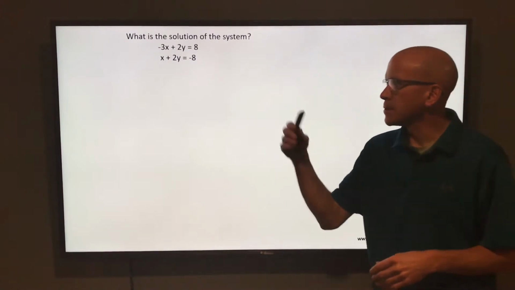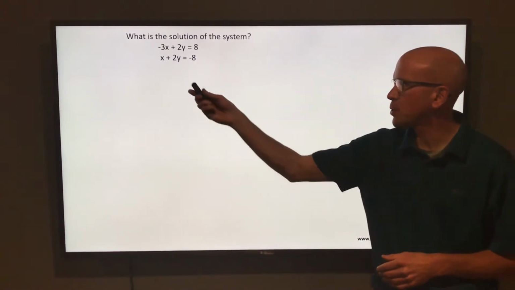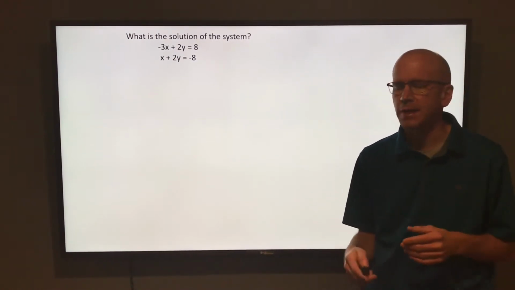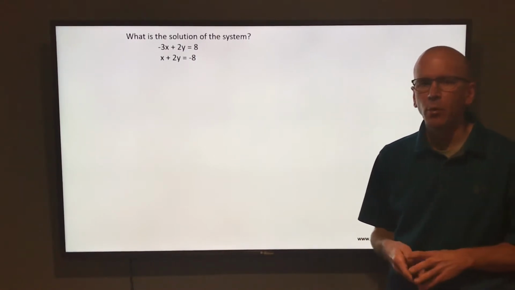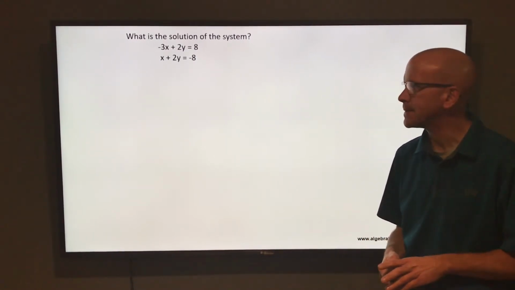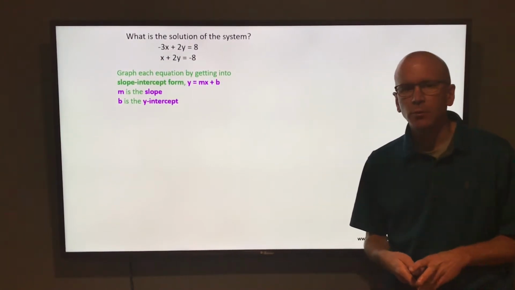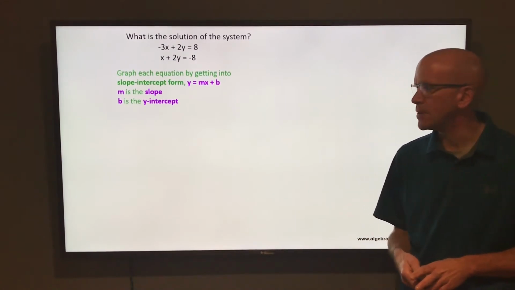It says, what is the solution to this system? So we're going to take this system, negative 3x plus 2y equals 8, and x plus 2y equals negative 8. We're going to solve that system. We're going to find the point of intersection of those two lines. Those are two linear equations. We're going to find out the point of intersection of where those two lines meet. So to do that, we're going to solve by graphing. We're going to graph each line and then visually look and see where those two lines meet.